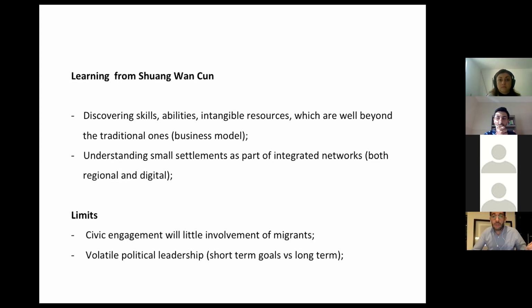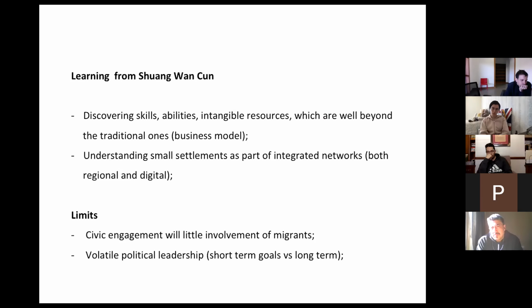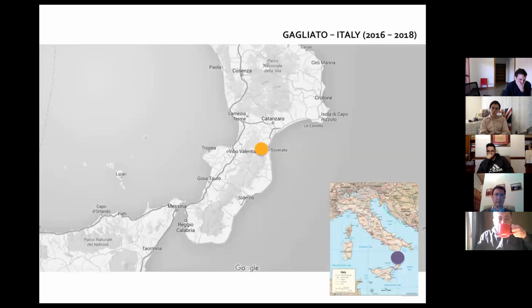And that was the case of this town. The limits, of course, is that the civic engagement, the participatory approach, was in a way limited. That was a sort of institutional limit, given the fact that the migrants were not involved in that process. And also the volatile political leadership, because once some of the preliminary suggestions were achieved, then the leadership moved away from that and somehow forgot the project.